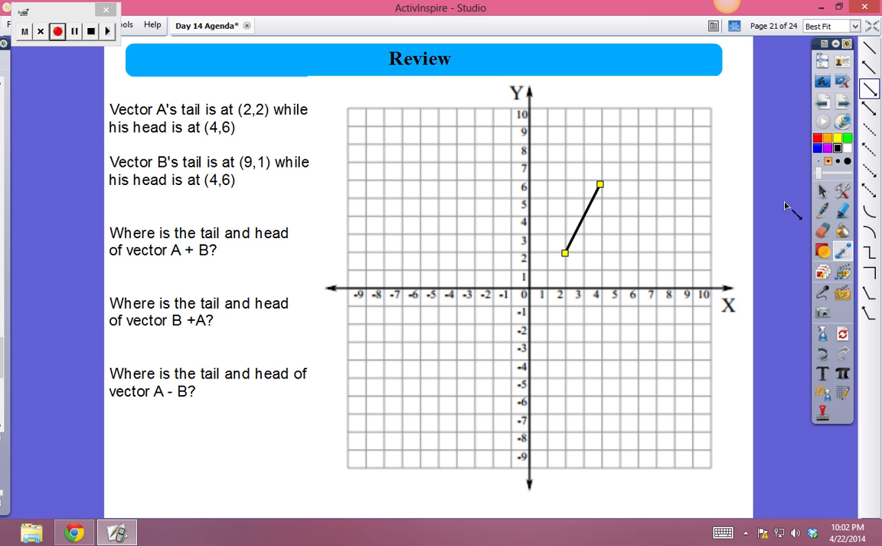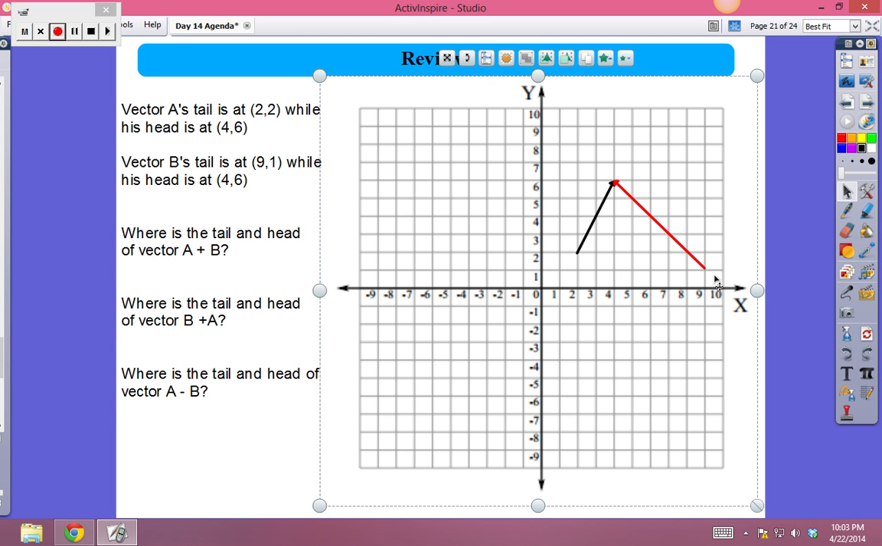Okay, vector B. Let's change colors maybe. Vector B, its tail is at 9, 1, so over 9, up 1. And its head is at... oh, its head's at the same place. I wonder if that was an accident. Okay, so their heads are at the same place. Now, what happens if we add A to B?